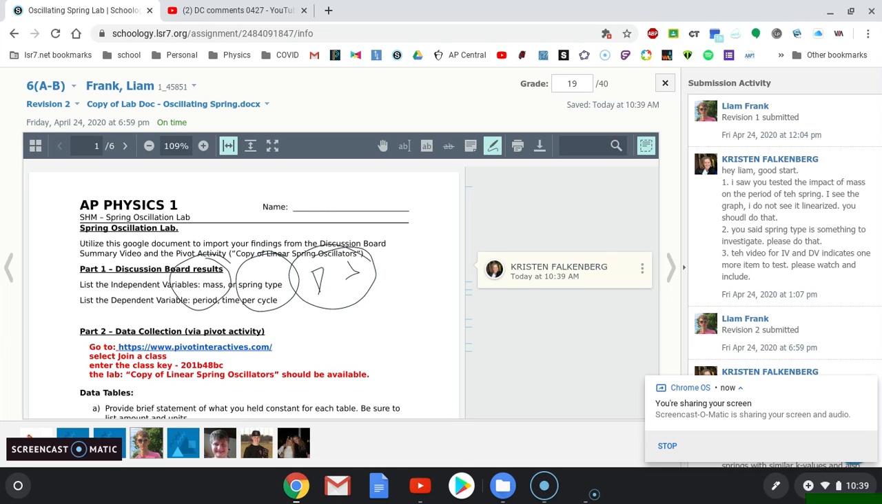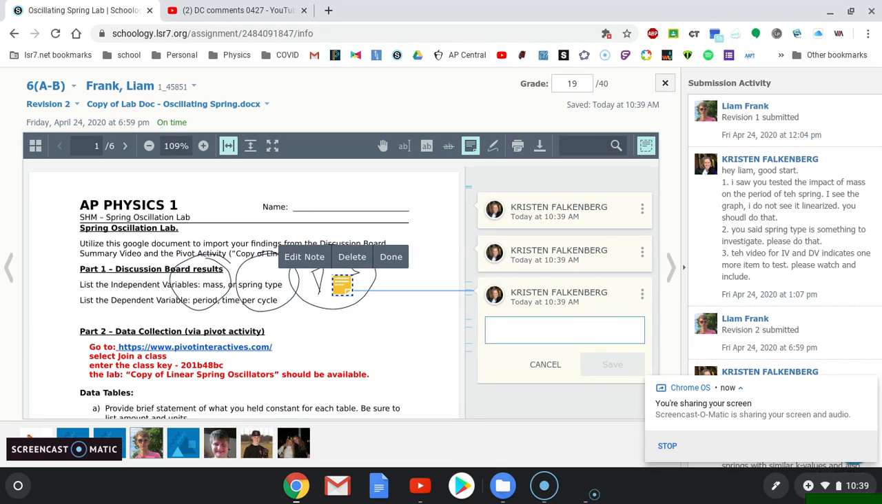Oops, I'll just put a note there. Explore impacts, maybe displacement. Okay. So there's three different things to explore in this.